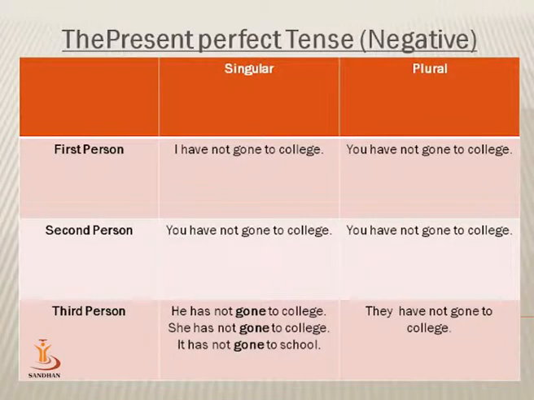And to make the negative sentences in the present perfect tense, the action which has just finished, we use the present variants of to have and has, and after that we add only not, but the main verb takes the past participle. As we can say, I have not gone to college, we have not gone to college, she has not gone to college, and it has not gone to school.